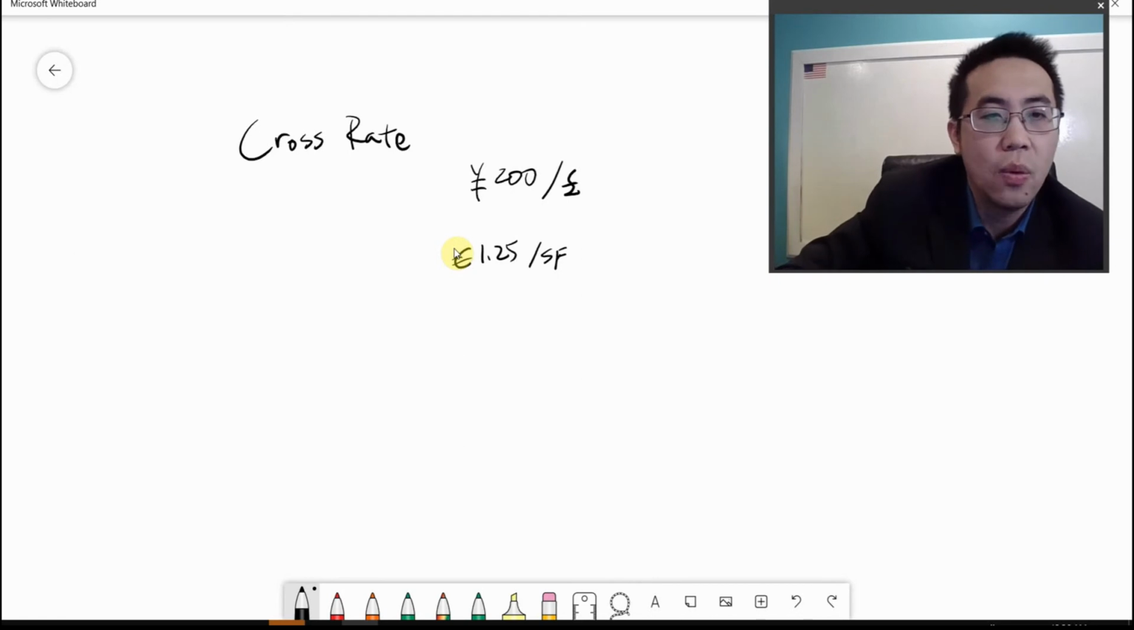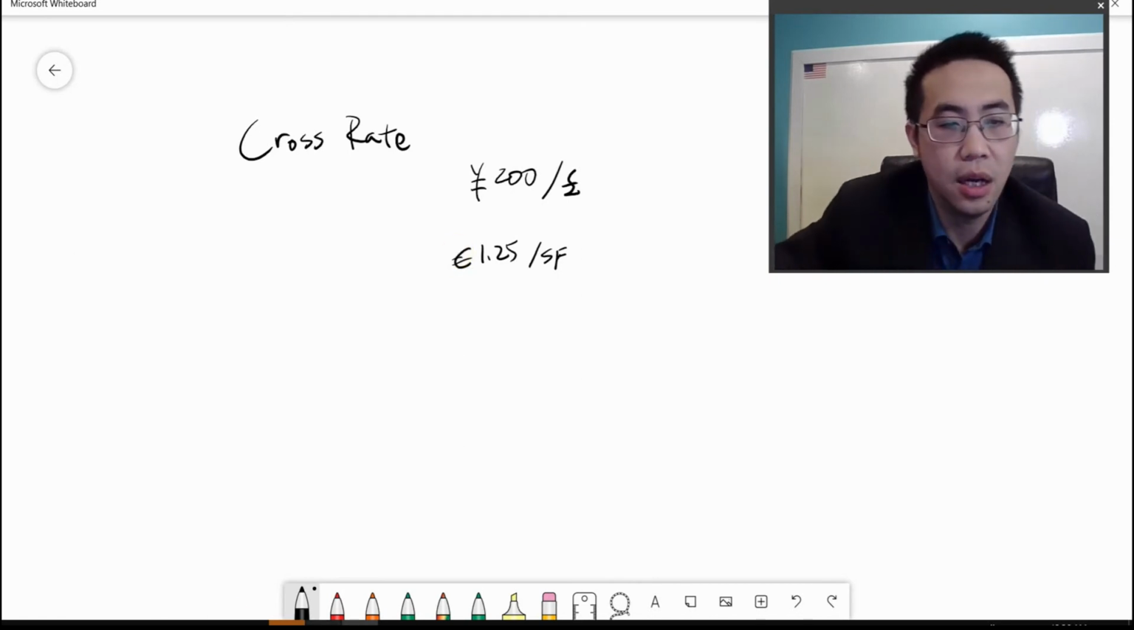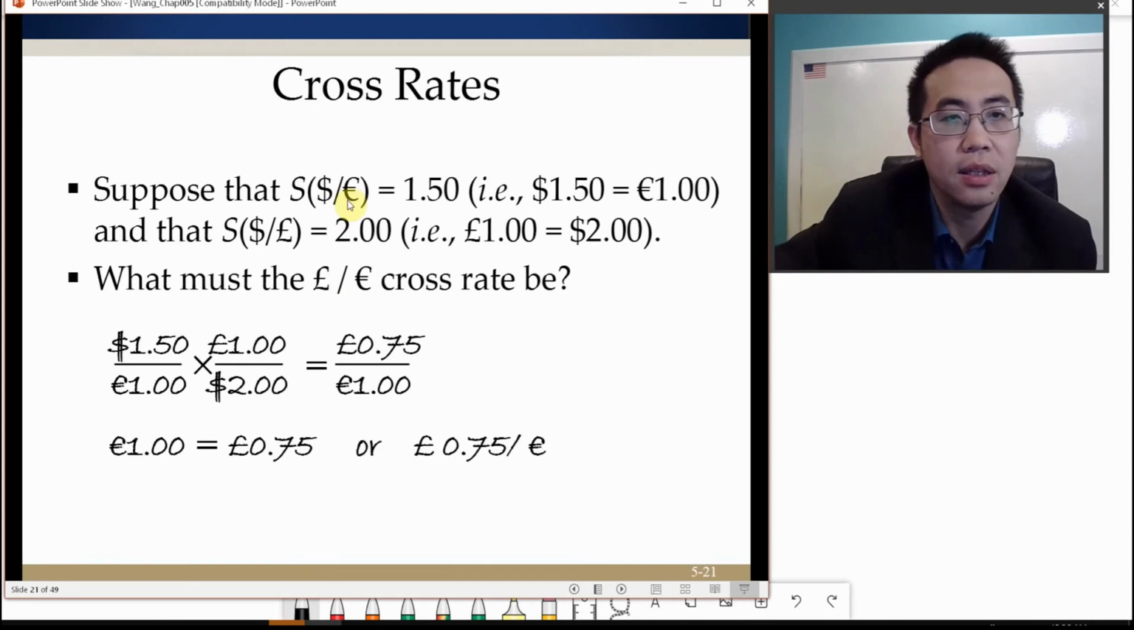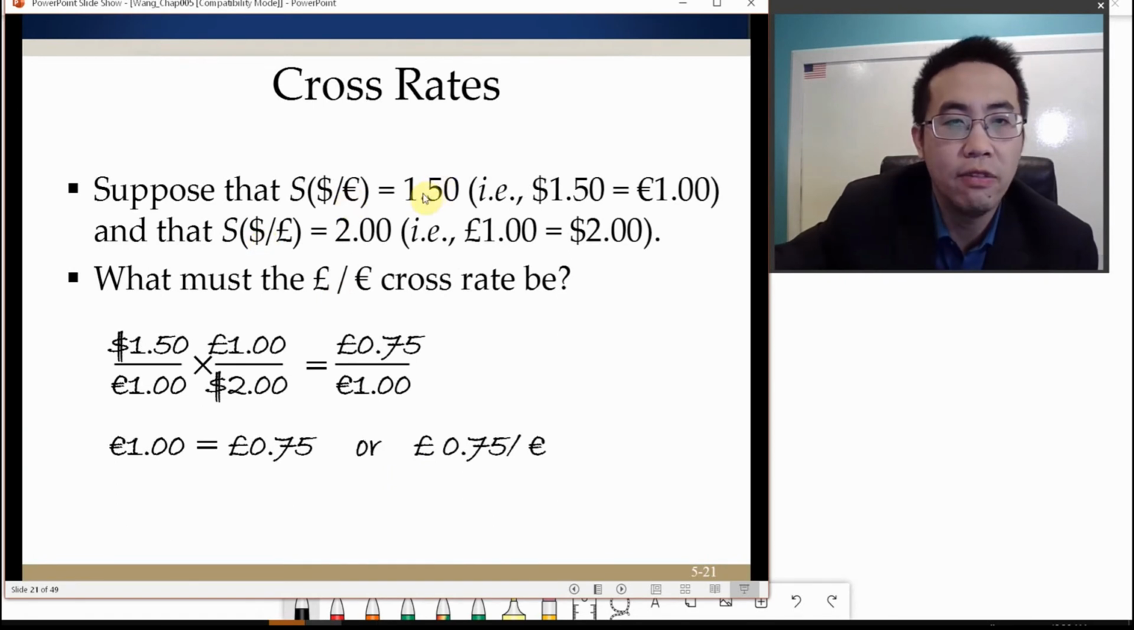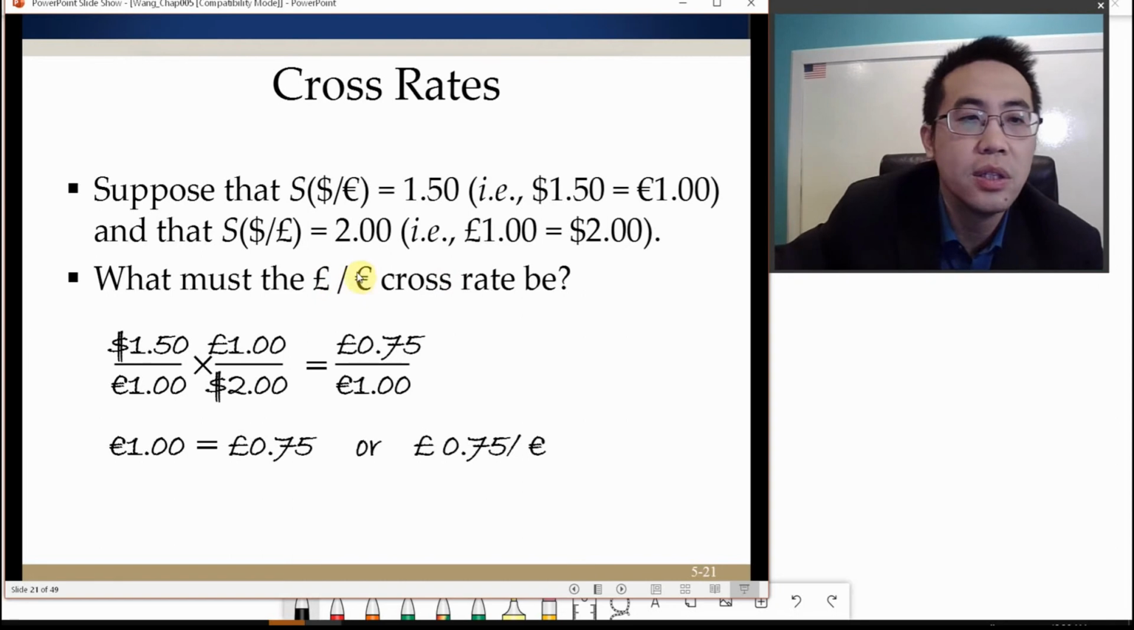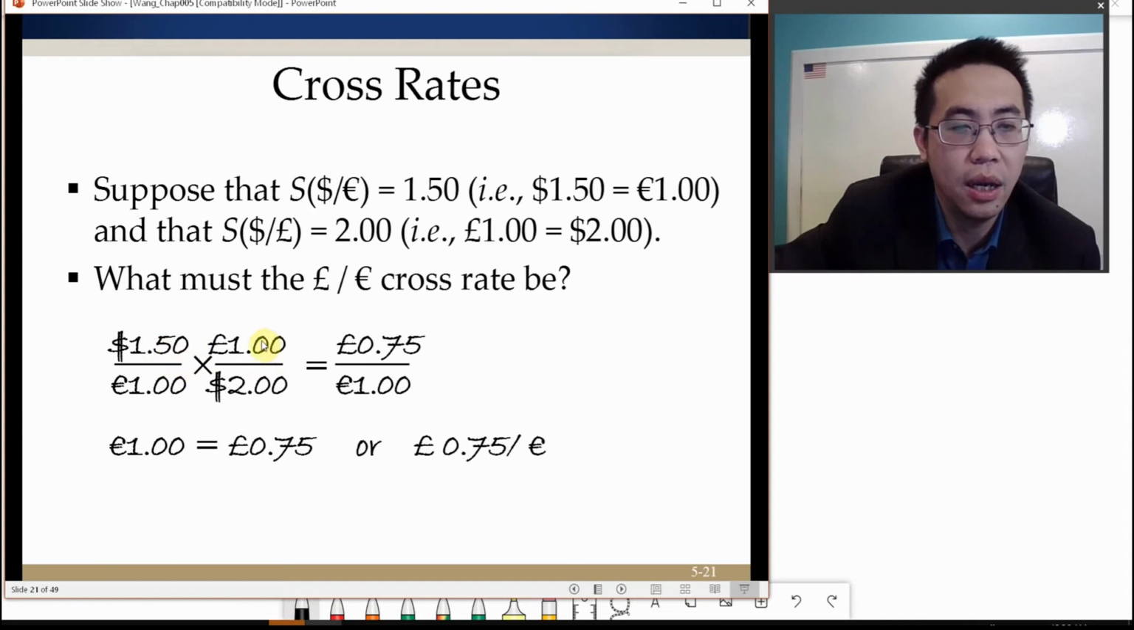So let's say, as in the PowerPoint, we have the dollar price for euro and the dollar price for pound: $1.5 per euro and $2 per pound. And you want to develop the pound price per euro. So in this calculation, you will need to multiply 1.5 per euro by 1 pound for $2 to get 0.75 pounds per euro. So that's your answer.